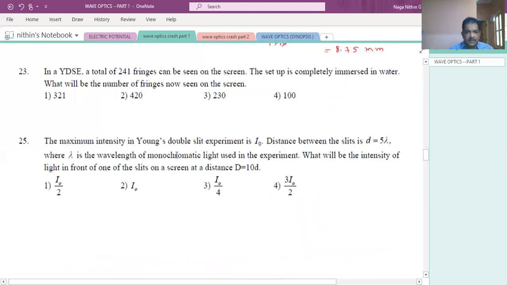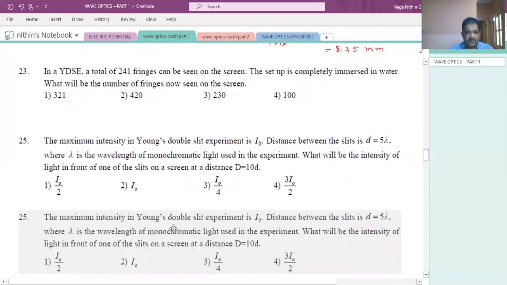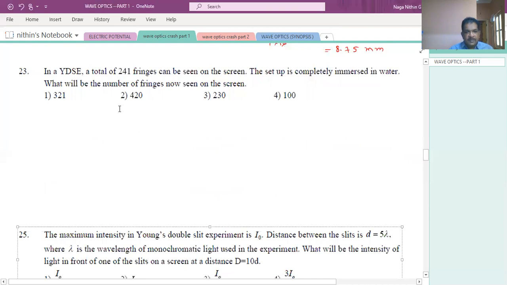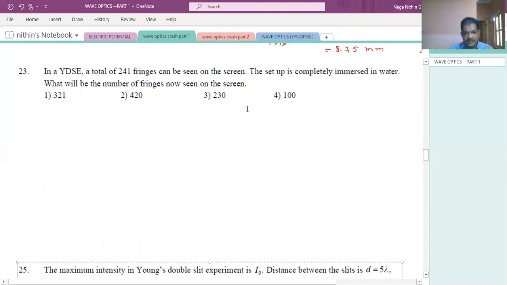See the next question. Young's double slit experiment, totally 241 fringes are there on the screen. The setup is immersed in water. How many fringes will be formed? So the total number of fringes.